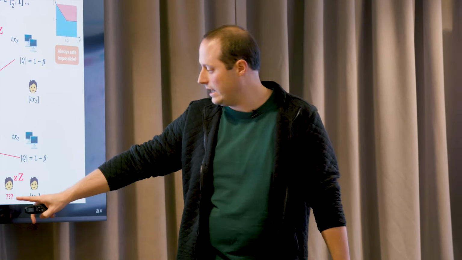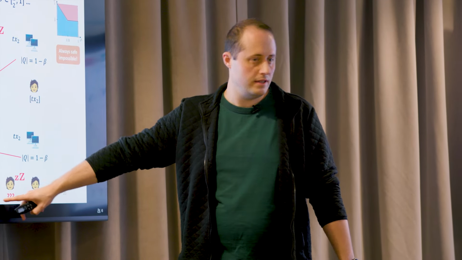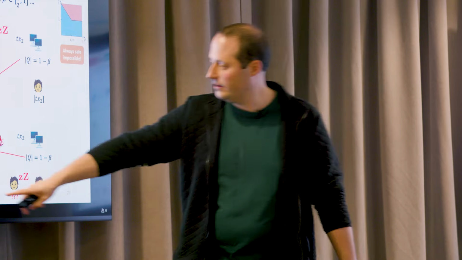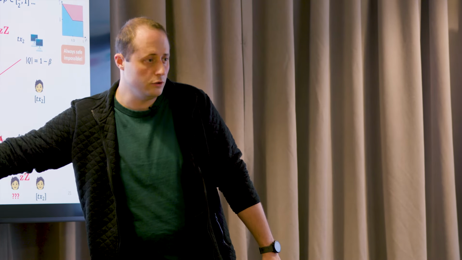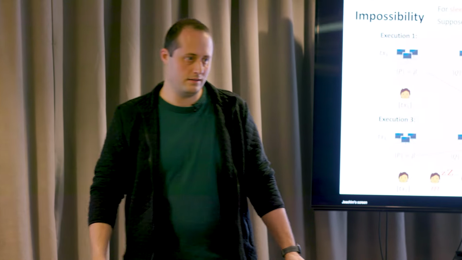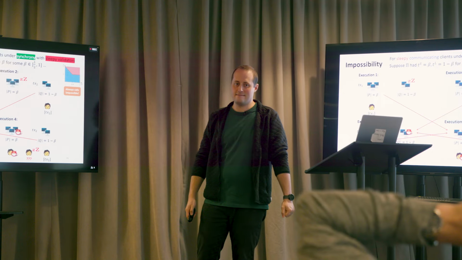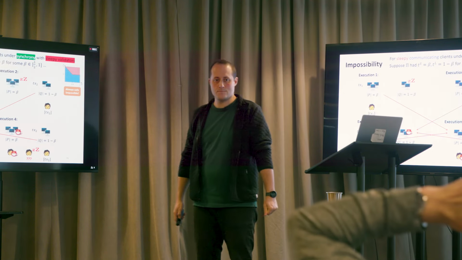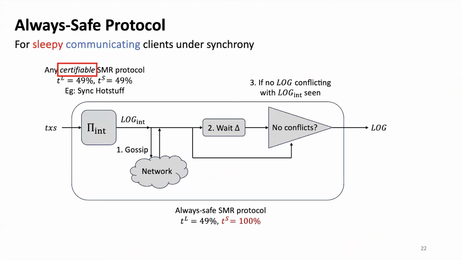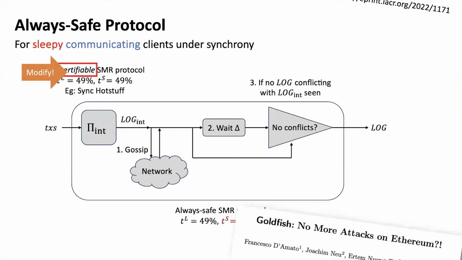Right? Because if this client outputs transaction 1 first, then you get a safety violation here. If this client outputs transaction 2 first, you get a safety violation there. But it has to output something. Yeah, and like you say, the point is that neither of those are certifiable. Right? Yeah. So what can we do in this setting?